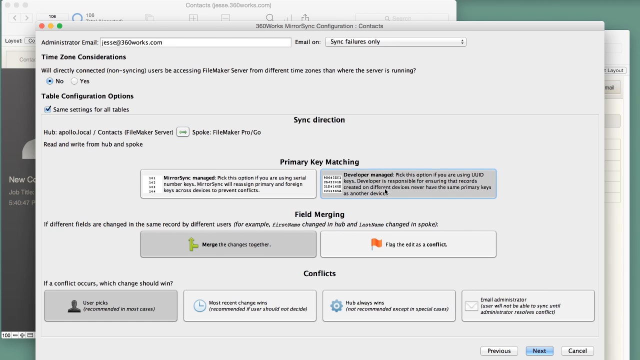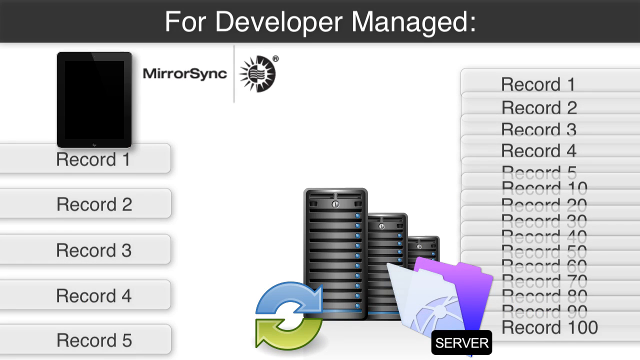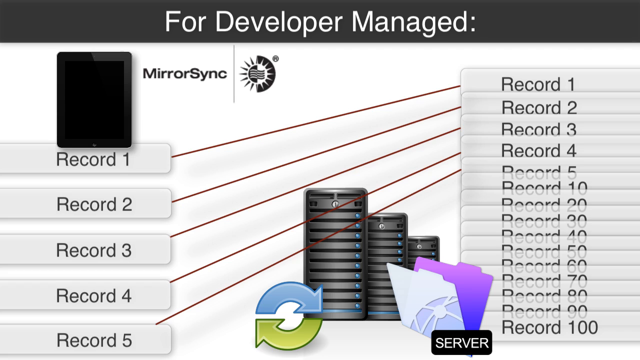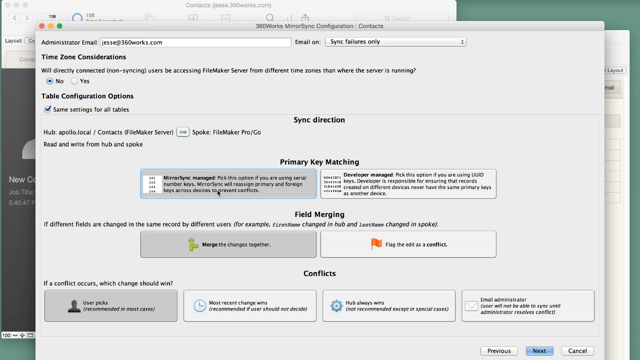If you set it on developer managed, that's what you would want to do if you're using UUIDs. And we call it developer managed because in that case, the developer is entirely responsible for making sure that they don't create conflicting primary keys. We'll take whatever your primary key is on here and we'll write it over there. And if you did the same primary key something over there, that's going to create a conflict, and we're not going to try to save you from that. So that's your responsibility. That's why we call these MirrorSync managed and developer managed.